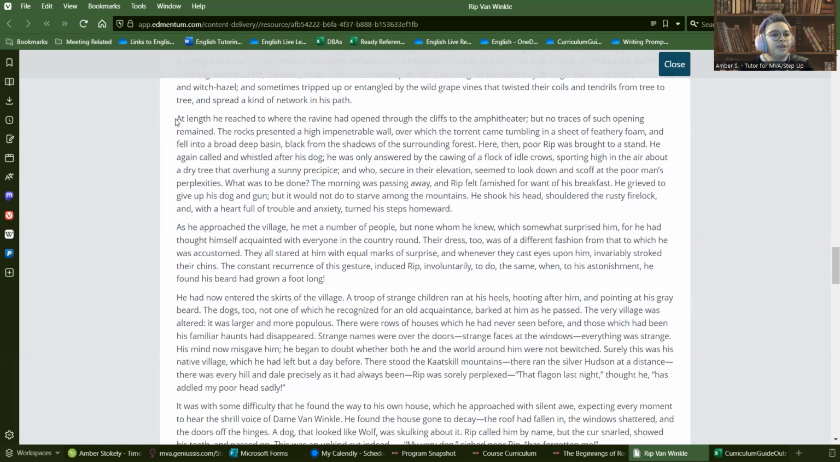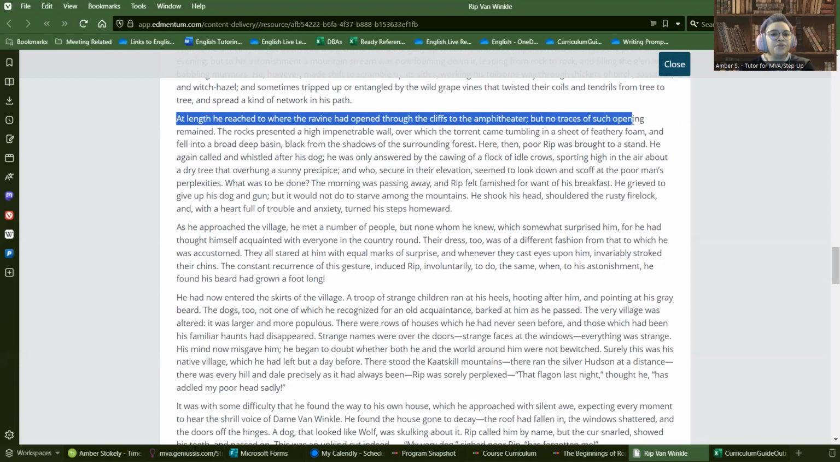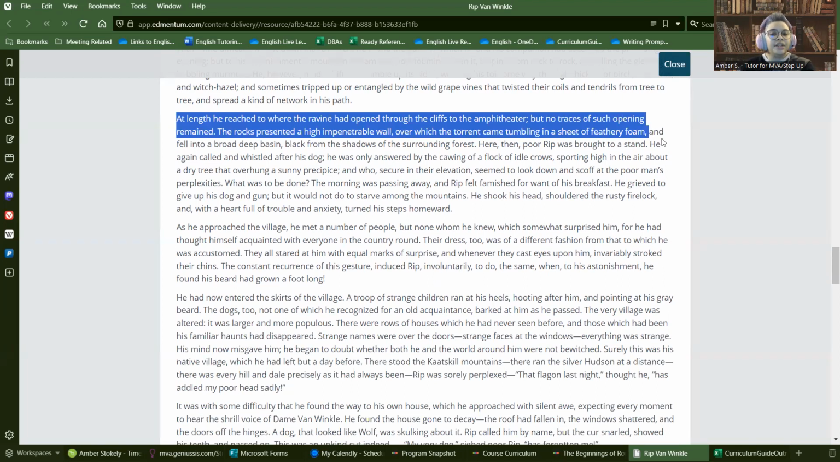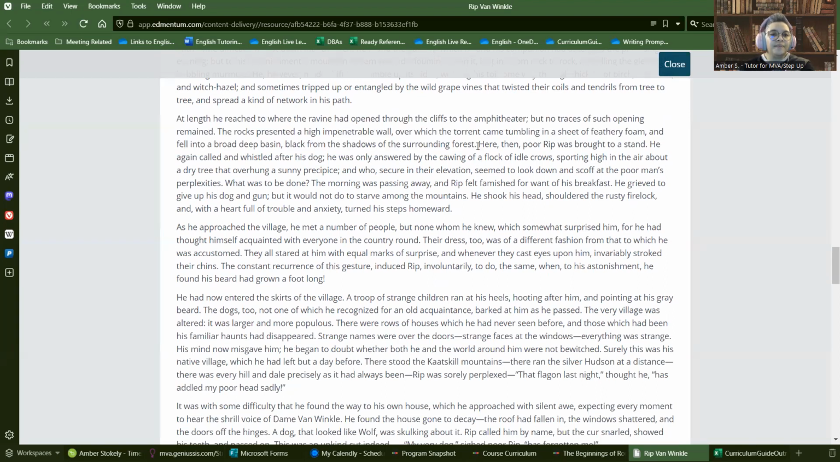At length, he reached to where the ravine had opened through the cliffs to the amphitheater, but no traces of such an opening remained. The rocks presented a high, impenetrable wall, so there's just a cliff, there's no opening, over which the torrent came tumbling in a sheet of leathery foam and fell into a broad, deep basin, black from the shadows of the surrounding forests. So the amphitheater is no longer there.